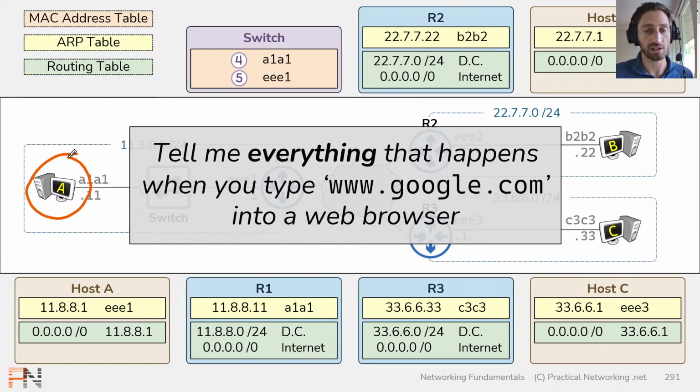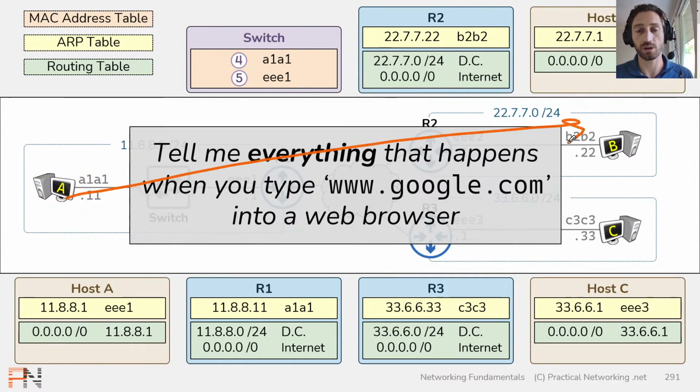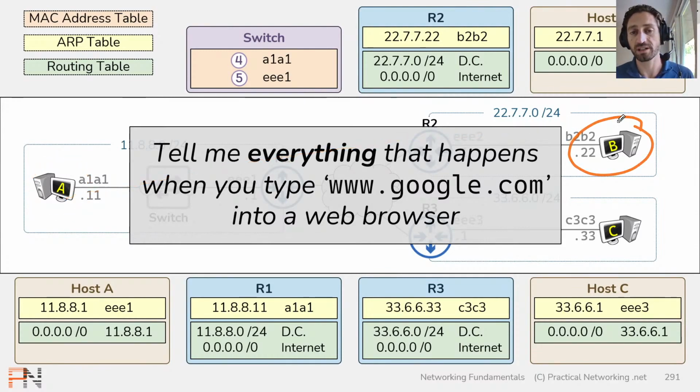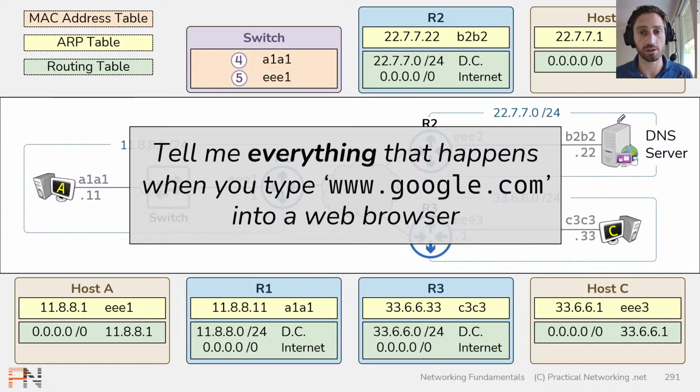Well, we just talked about everything that would happen for a packet to go from host A all the way to host B. But what if host B isn't actually just some host on the internet? What if host B is actually the IP address of the DNS server? Well, we showed you everything that would happen to get that DNS request from host A to the DNS server. The next thing that would happen is after you receive the IP address from the DNS server, you would then make an HTTP request to the web server for google.com.